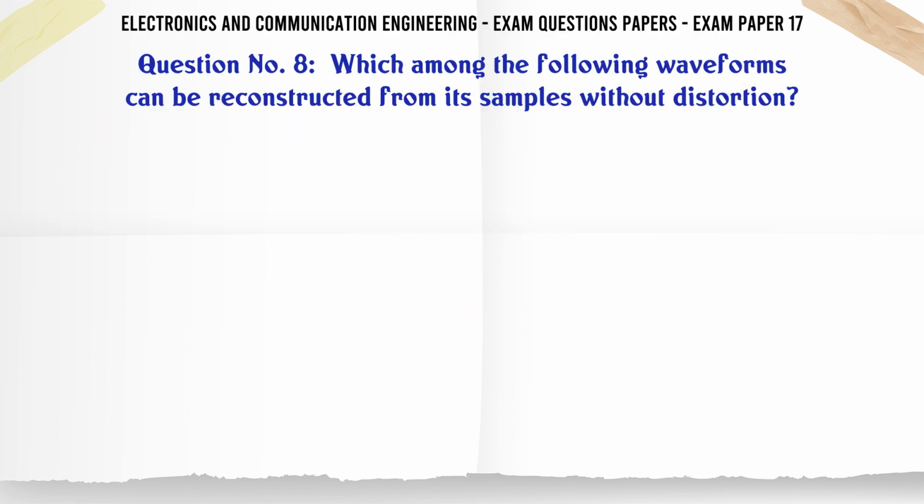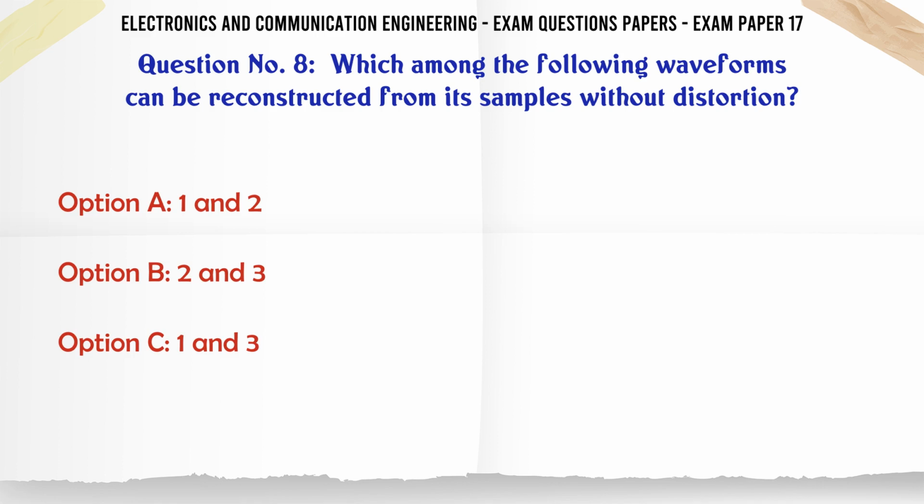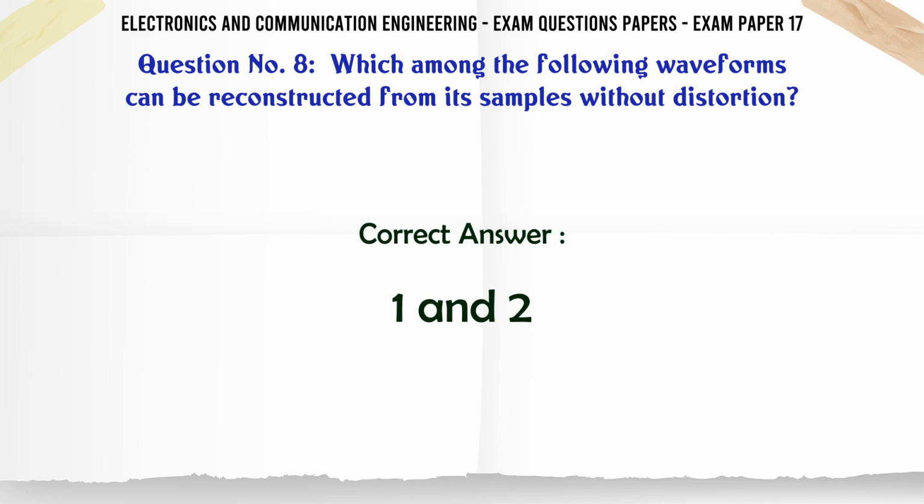Which among the following waveforms can be reconstructed from its samples without distortion? A. 1 and 2. B. 2 and 3. C. 1 and 3. D. Only 2. The correct answer is 1 and 2.